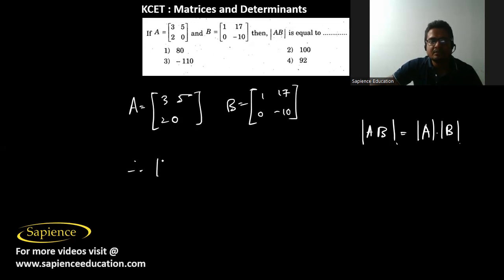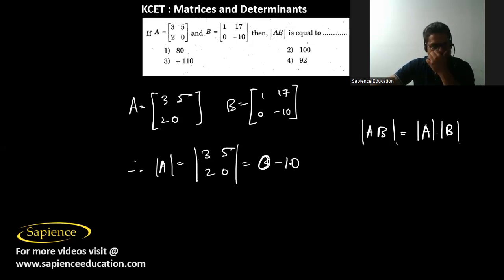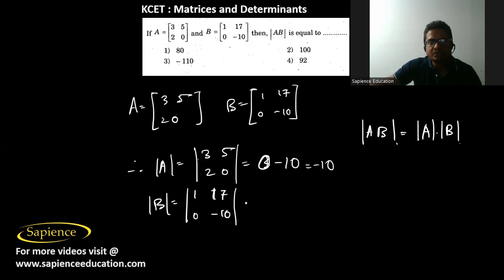So therefore the determinant of A, that is the determinant of 3 5 2 0, will be equal to 3 into 0 minus 10, that is minus 10, and the determinant of B, that is the determinant of 1 17 0 minus 10, will be minus 10 minus 0, so that is also minus 10. So this will be minus 10 into minus 10, that is equal to 100. So option 2 is the correct answer.